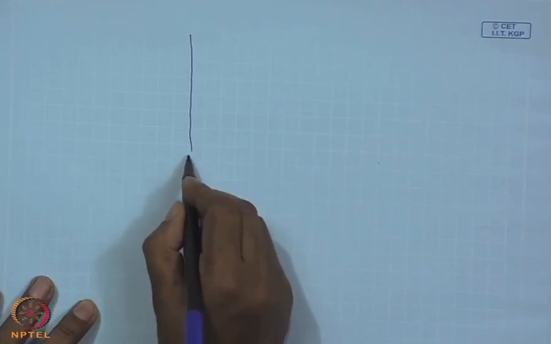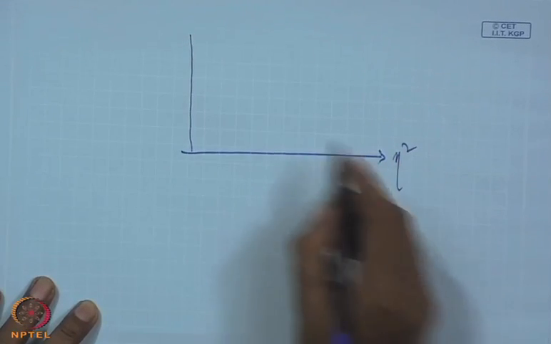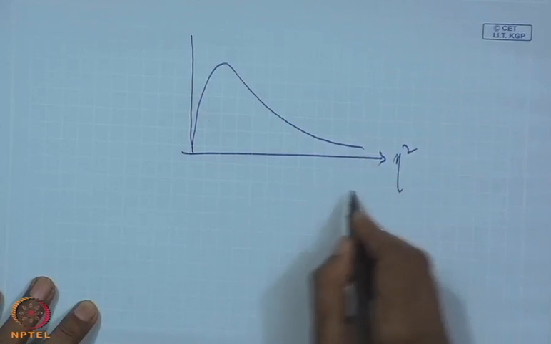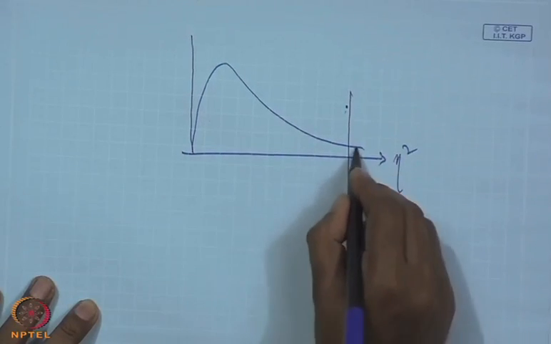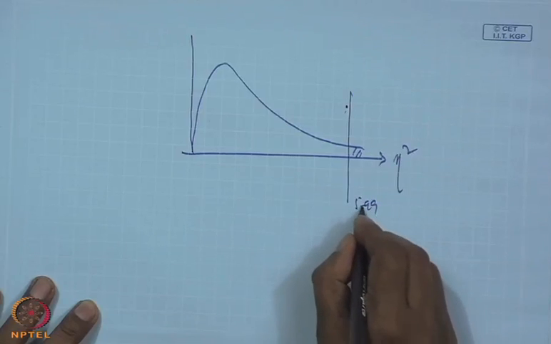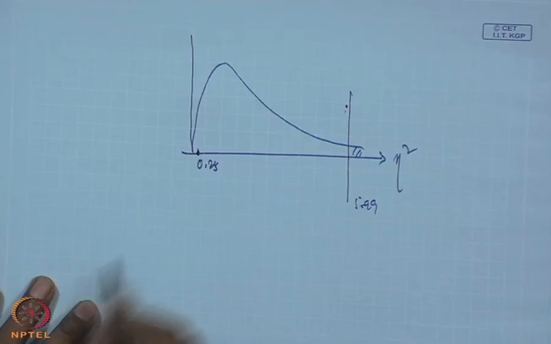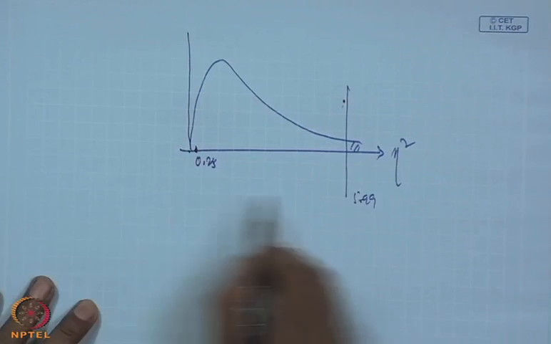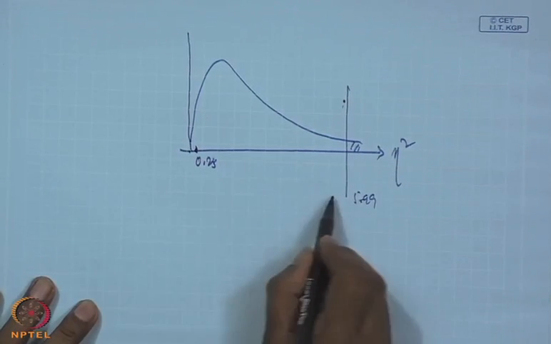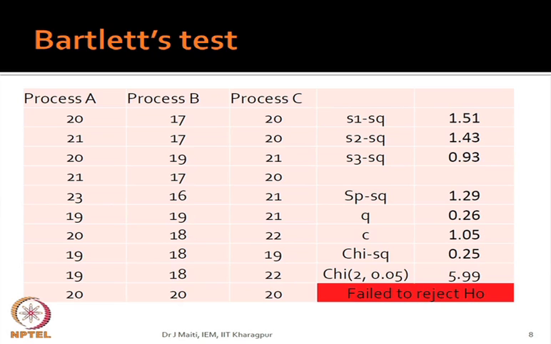So, the same principle. Suppose this is your chi-square distribution, your alpha tabulated value here is 5.99, but your computed value is how much? 0.25, it is very close to 0. So, what does it signify? It signifies that there is no population variance difference, all the population variances are equal, same. So, we are fit for the ANOVA case. Okay.